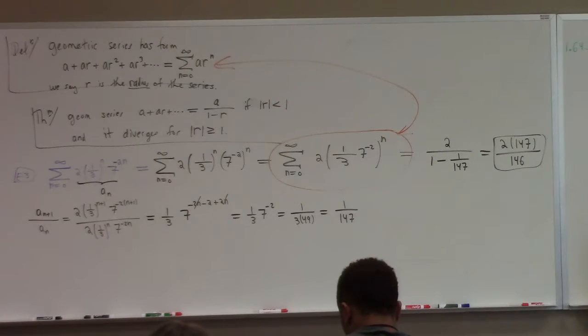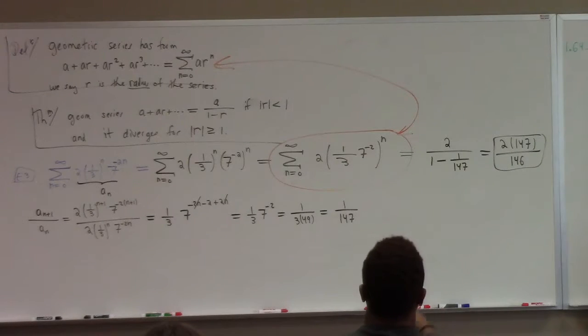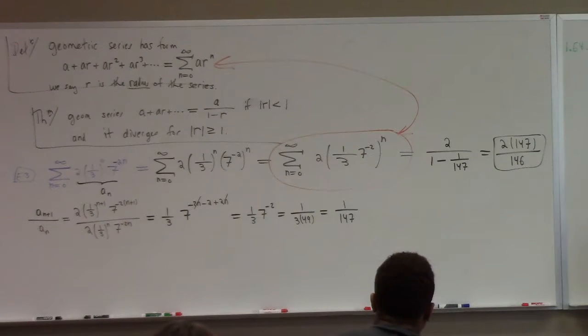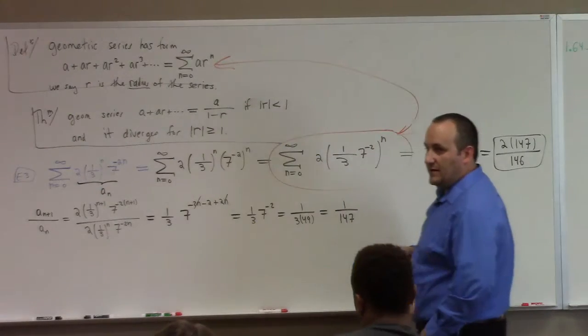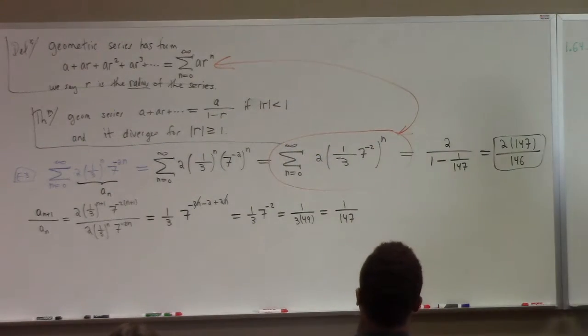But any questions? Yeah. I'm going back here. Why do we put 2 over 1 subtract 1? Oh, this is the theorem. It converges to A over 1 minus r, provided the radius is appropriate.